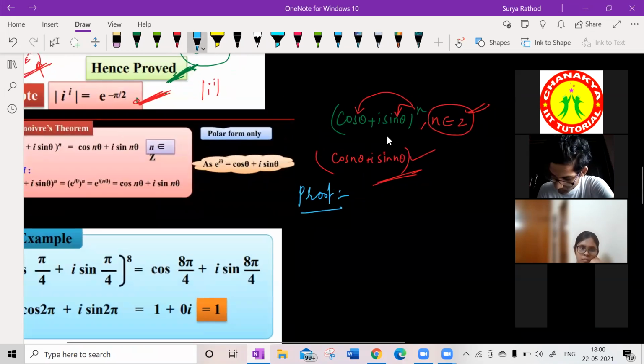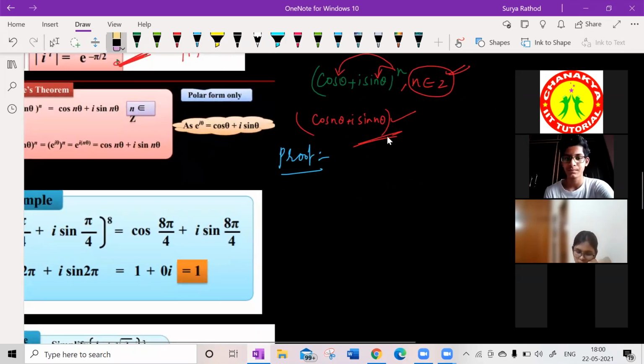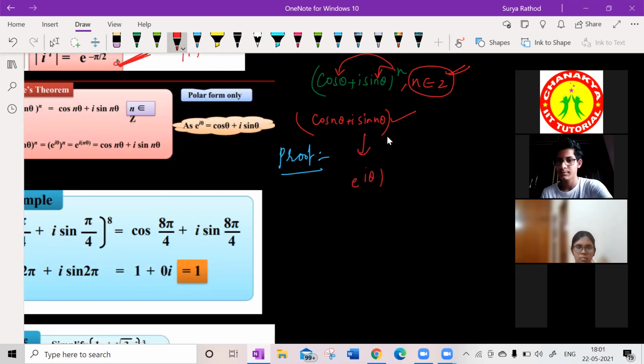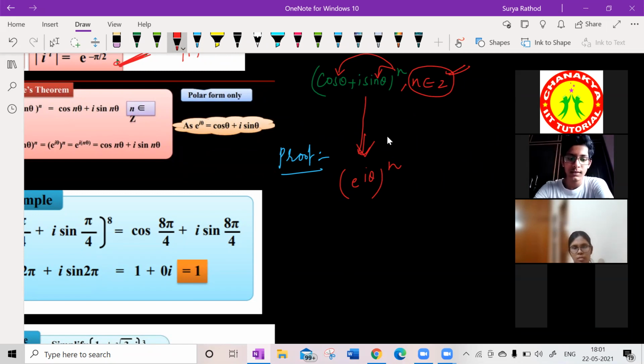Guys, look at this here. Can I write this as e power of i theta, all to the power of n? Yes or no? Of course yes. So e to the power of i n theta. Whenever we have two powers, we simply multiply those two powers, as simple as that.